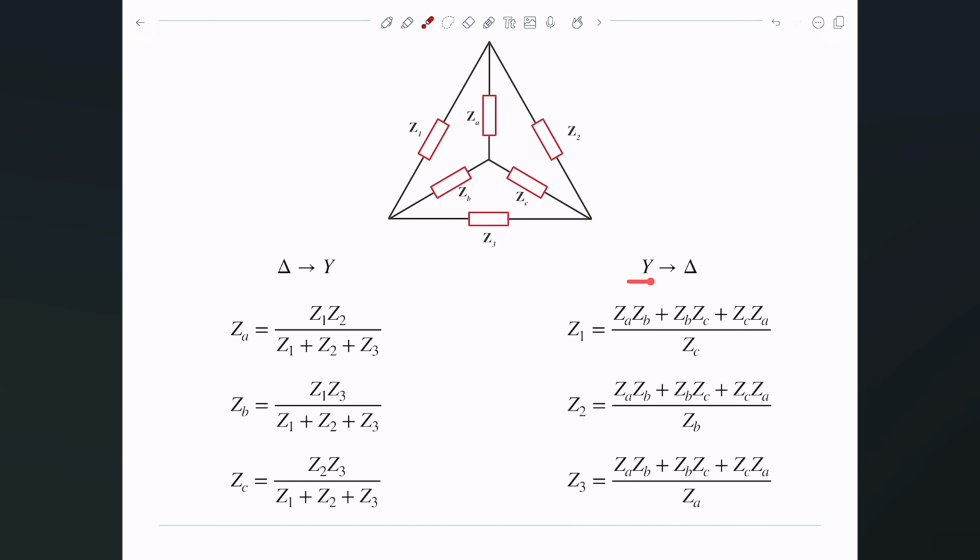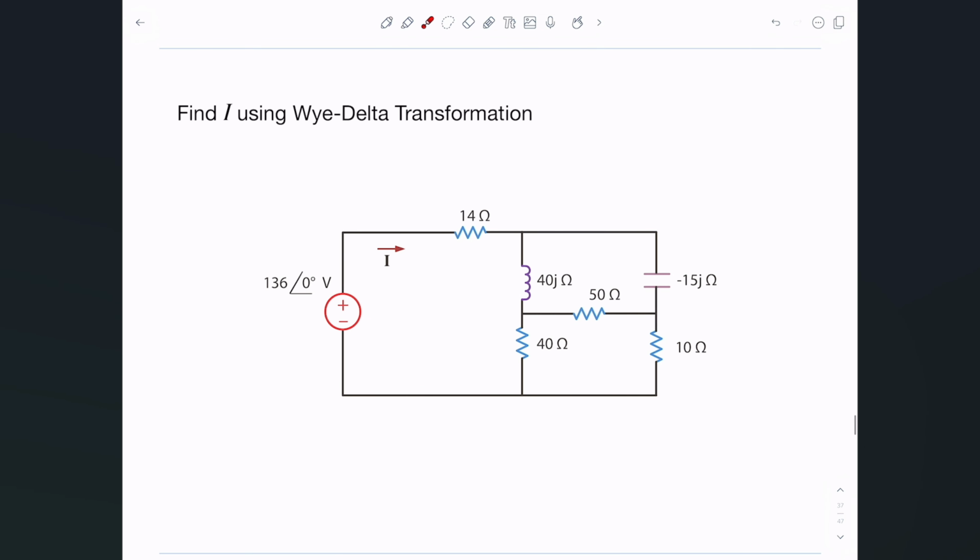And we can do the same thing in terms of Y to delta. So the knowns will be ZA, ZB, and ZC. This is what you see on the right side here. And what we want is Z1, Z2, Z3, and that's what you see here. All right, so we can solve this particular exercise using either Y to delta or delta to Y. There are multiple ways to actually solve this circuit. You can use whichever you want.